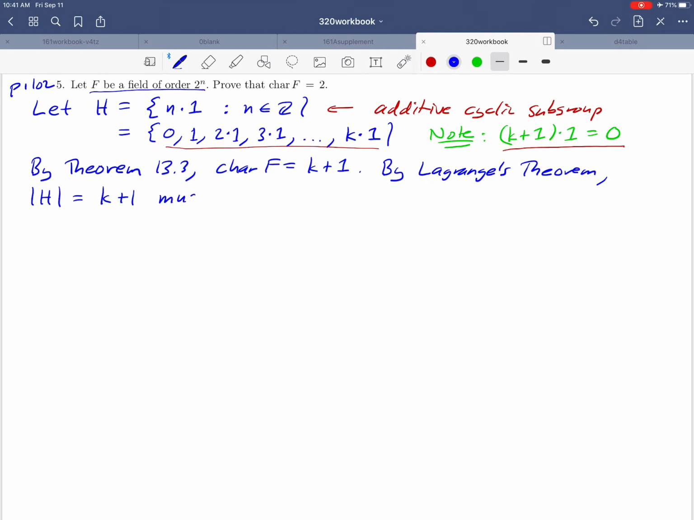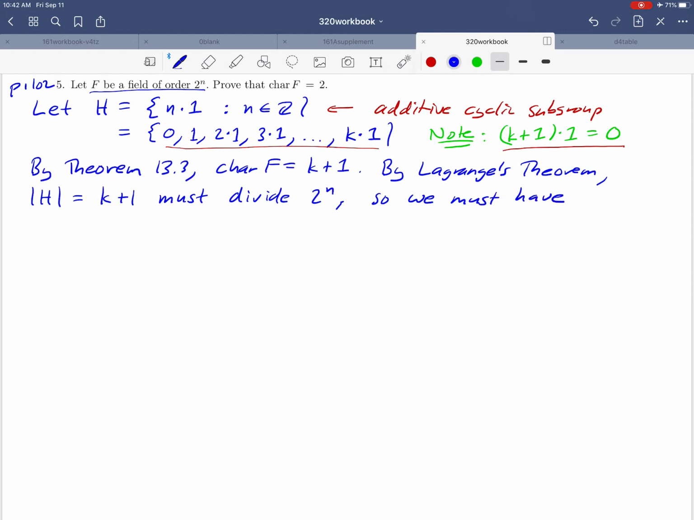That subgroup order has to divide the order of our group, which is the field having order 2 to the n. So k plus 1 has to divide 2 to the n. Well, what does that say then?